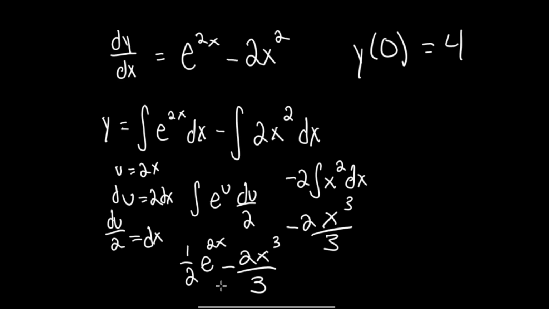However, we're forgetting one thing, and it's one of the most important things, plus C. Now, again, we do have a plus C, but we don't have a particular solution. So the way we find that is by plugging in our initial condition, right? So we're given this initial condition, and then we would solve for C.